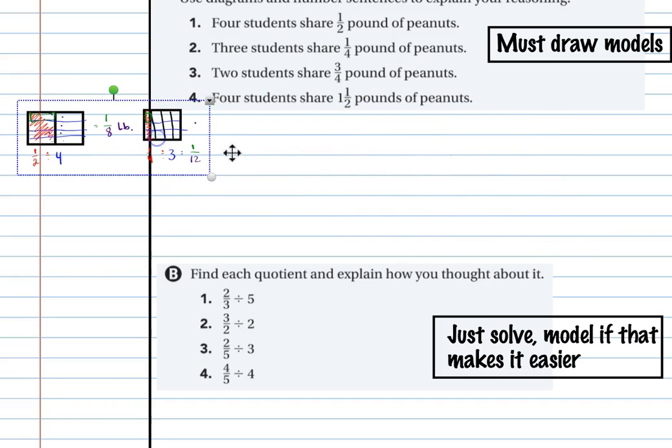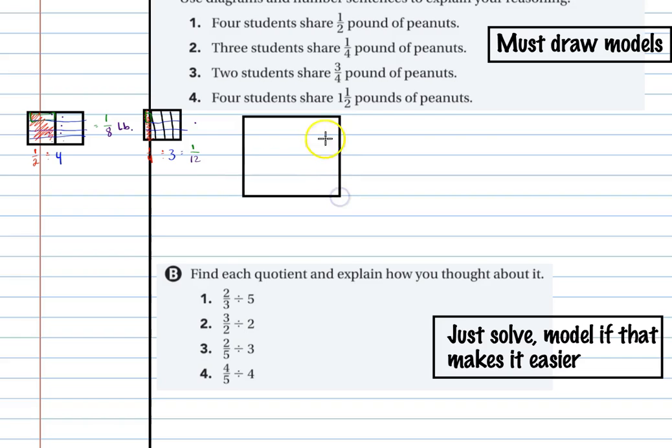Okay. And we'll do question 3 and 4. So here's question 3. And we'll do question 4 over here. I'll just write my equations as we go along. All right, so question 3 says 2 students share 3/4 pounds of peanuts. Okay, so I'll divide this into quarters. Oh, you know what? I did that the wrong way because I did it the other way first. So let's divide it this way. 1, 2, 3, 4. Okay, and 2 students share it.